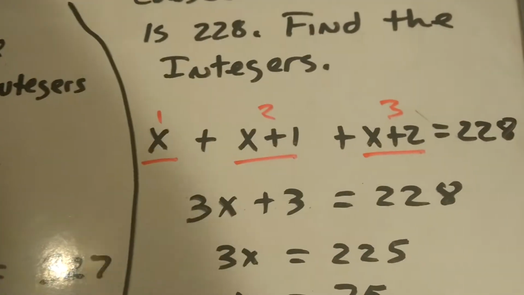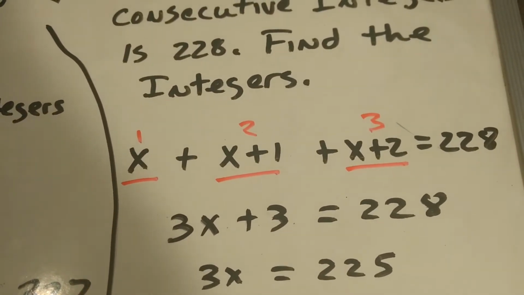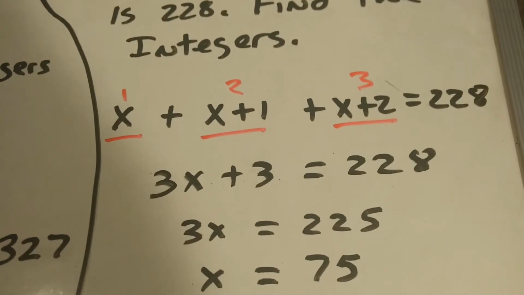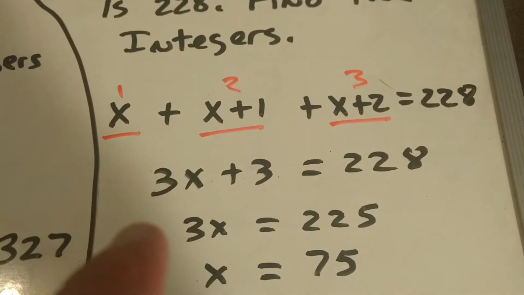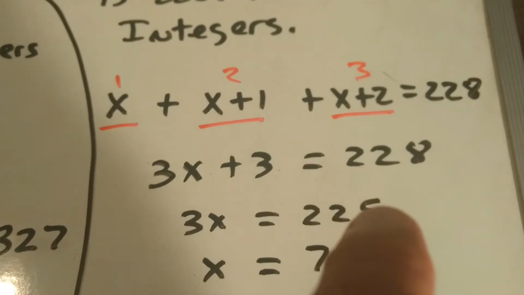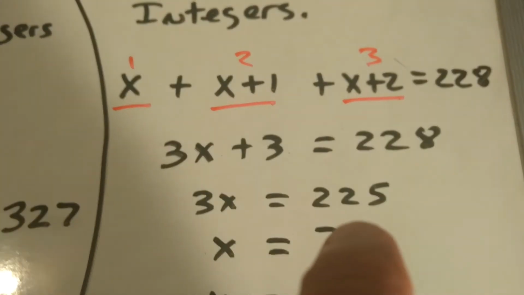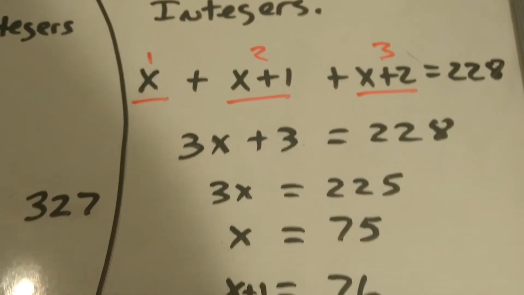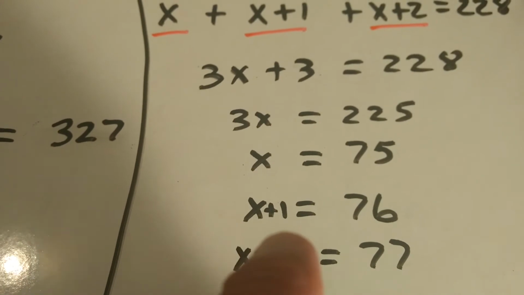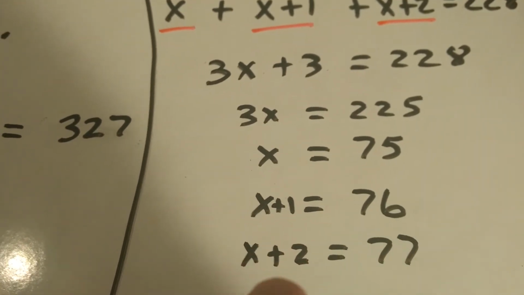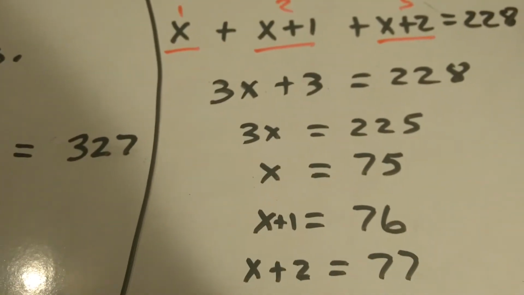So there's my first integer, x. There's my second integer, x plus 1. There's my third integer, x plus 2. Equals 228. Again, collect like terms. We get 3x plus 3 equals 228. Subtract the 3 over, we get 3x equals 225. Divide by 3, we get the first integer is 75. Add 1 to the first integer, we get 76. Add 2, 77. 75, 76, 77 are the consecutive integers.